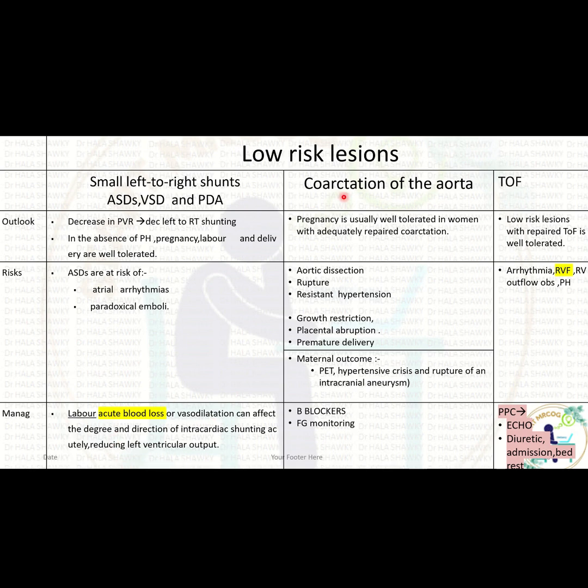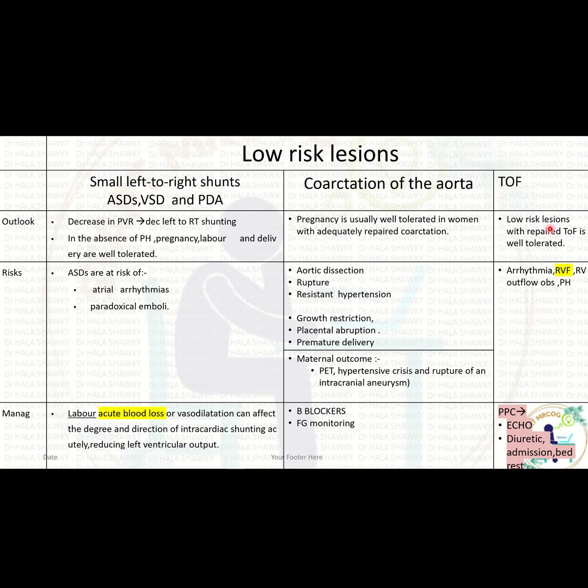Coming to coarctation of the aorta. Pregnancy is usually well tolerated in women with adequately repaired coarctation. What could be the risks? Could be aortic dissection, rupture, resistant hypertension, and for the baby, growth restriction, abruption, and premature delivery. For the mother, pre-eclamptic toxemia, hypertensive crisis, and rupture of intracranial aneurysm. How do we manage? Usually, be careful, give beta blockers and monitor the fetal growth.